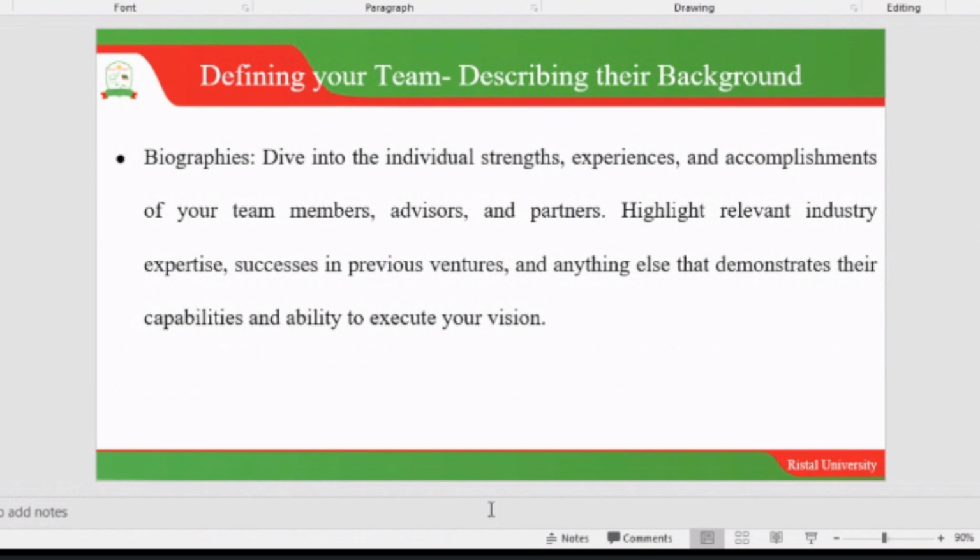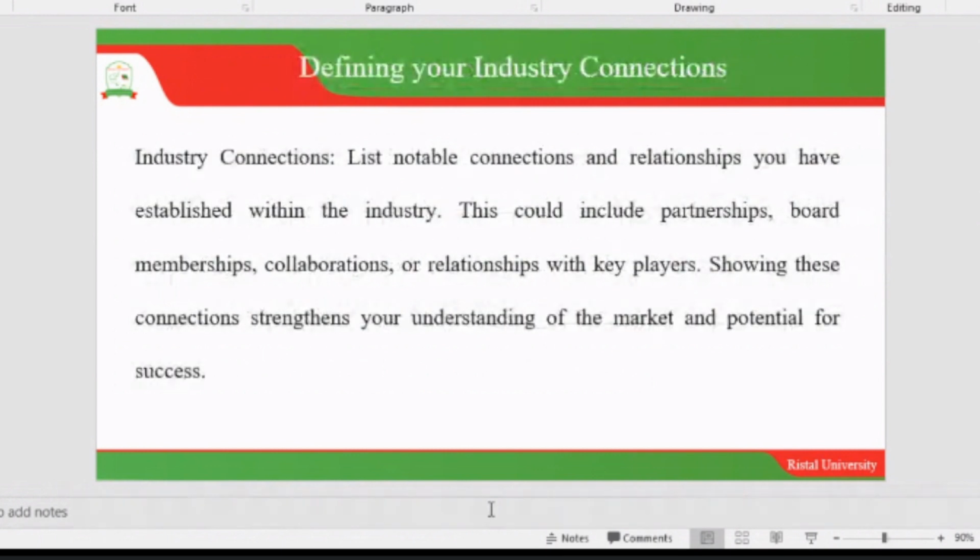Okay, so when you are innovating into health and you talk about the fact that you have those health professionals who have done similar work, then it builds confidence and it shows that you have the capability to really execute your innovation. Okay, then you should also demonstrate that you have industry connections, which also builds confidence in the audience.